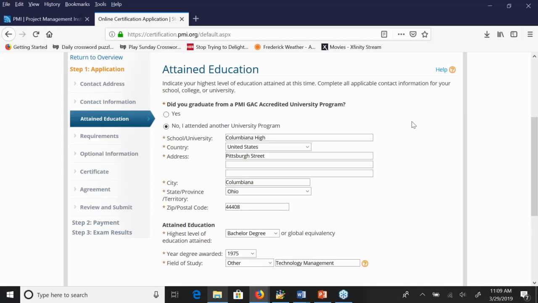I don't care. I know I should care. I should care deeply. PMI wants me to care. But the reality is, does it change anything? And the answer is no. It doesn't change squat. In fact, what's kind of interesting about this is it doesn't matter. It used to, but it no longer matters. All PMI is doing that for is data gathering. They want to find out, did you actually care that you attended a PMI GAC accredited program? But they do not expect you to actually have done it or know it or anything else, and it doesn't change anything.